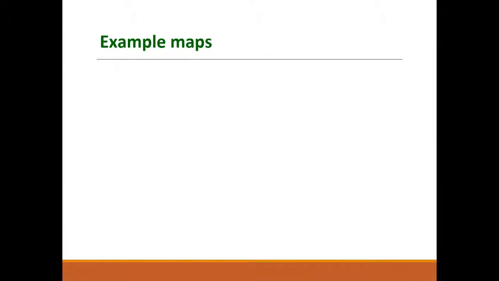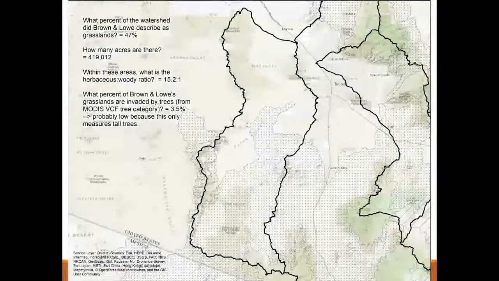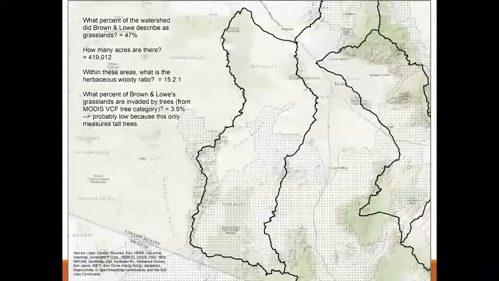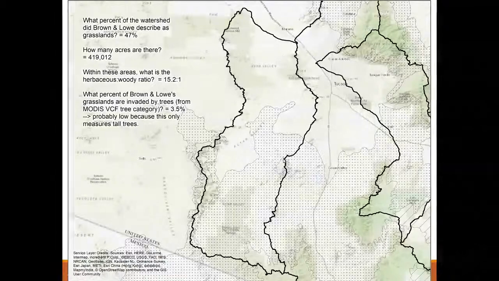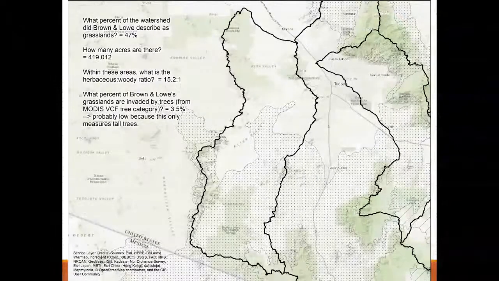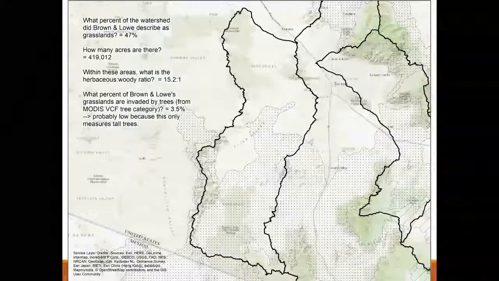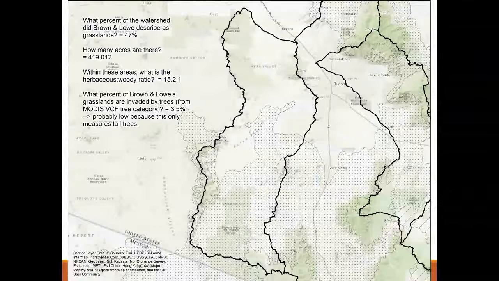So just to show you a few maps starting at that broadest scale, this is zoomed into the Brawley Wash, Altar Valley, HUC 8 area. I'm trying to understand grasslands in this HUC 8. So first we asked what percent of the watershed did Brown and Lowe's original ecosystem mapping describe as grasslands, and that was about 47%, and we calculated how many acres that actually was.